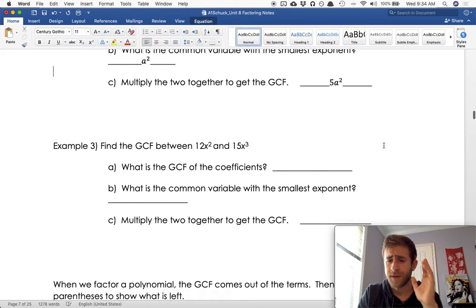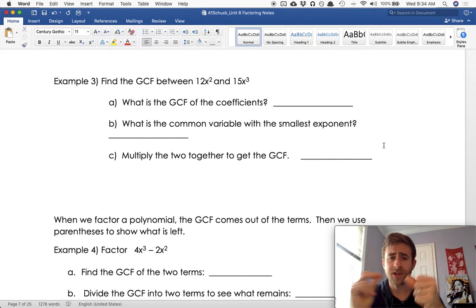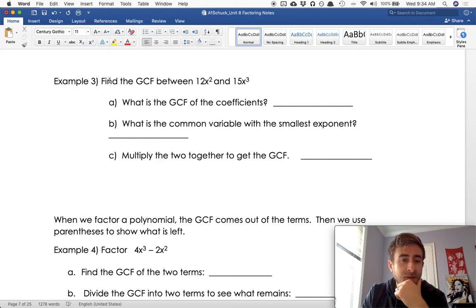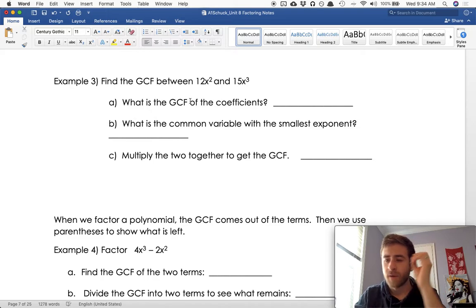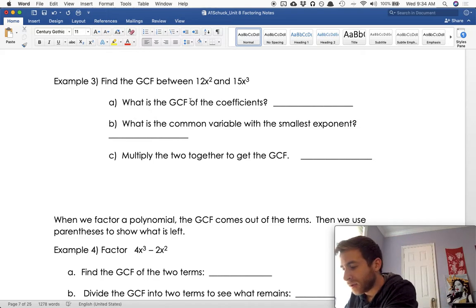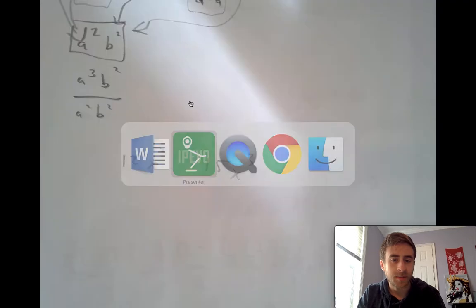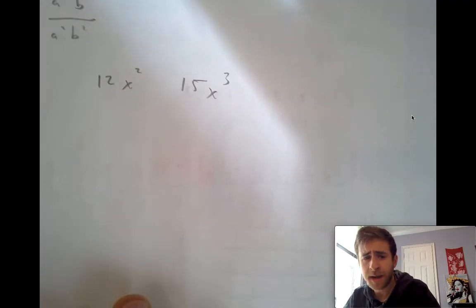Let's keep going. I feel like this video is already running on, so I want to start moving here. They're asking to find the GCF between 12x squared and 15x cubed. The GCF for the coefficients, let's do that really quick. So 12x squared, 15x cubed. I'm going to just jump to the paper over here.